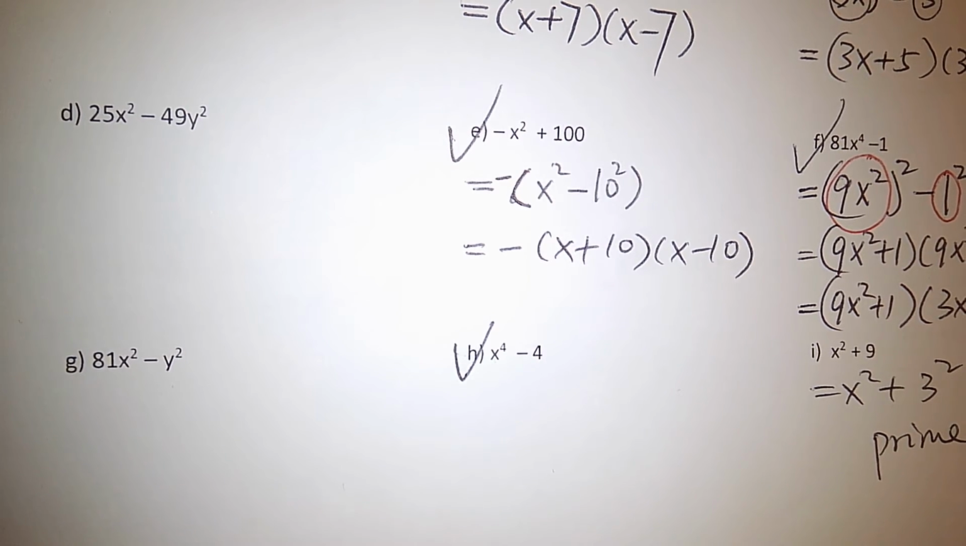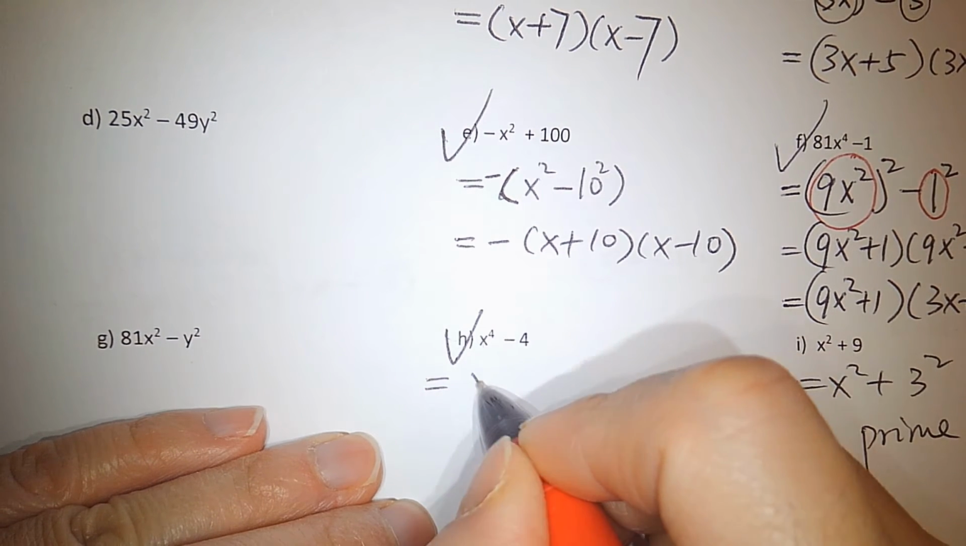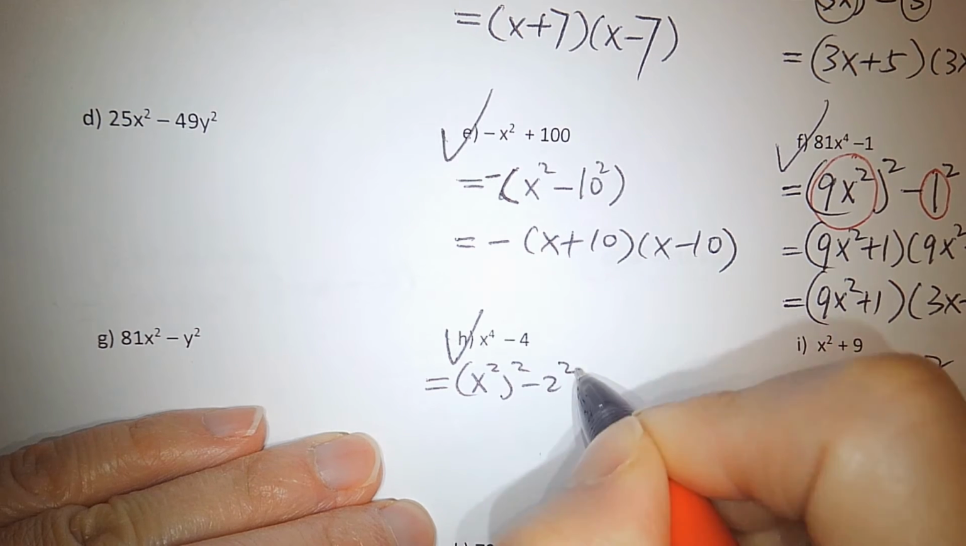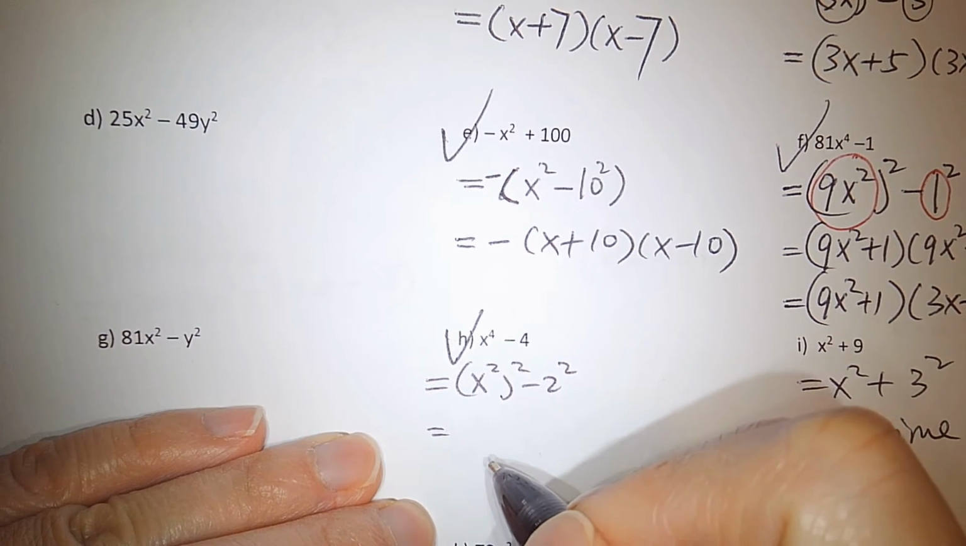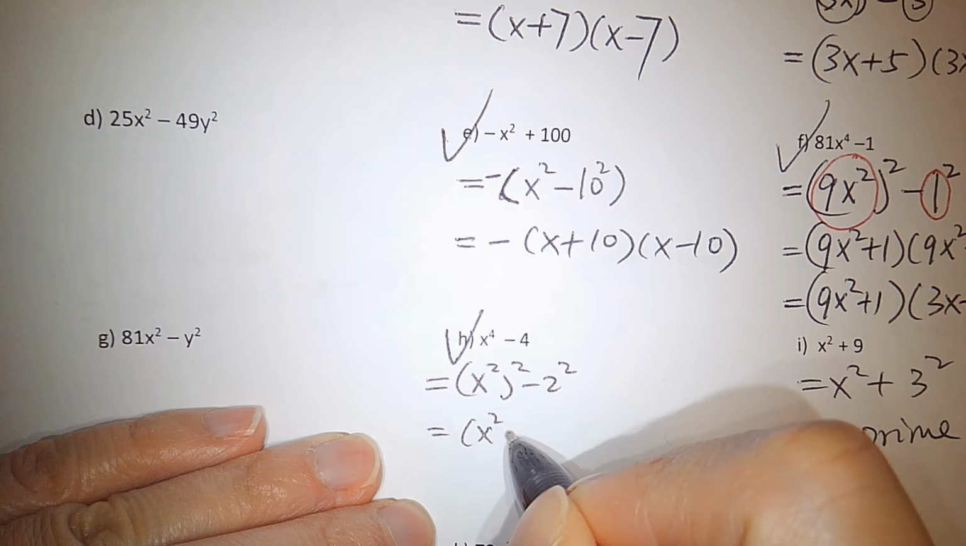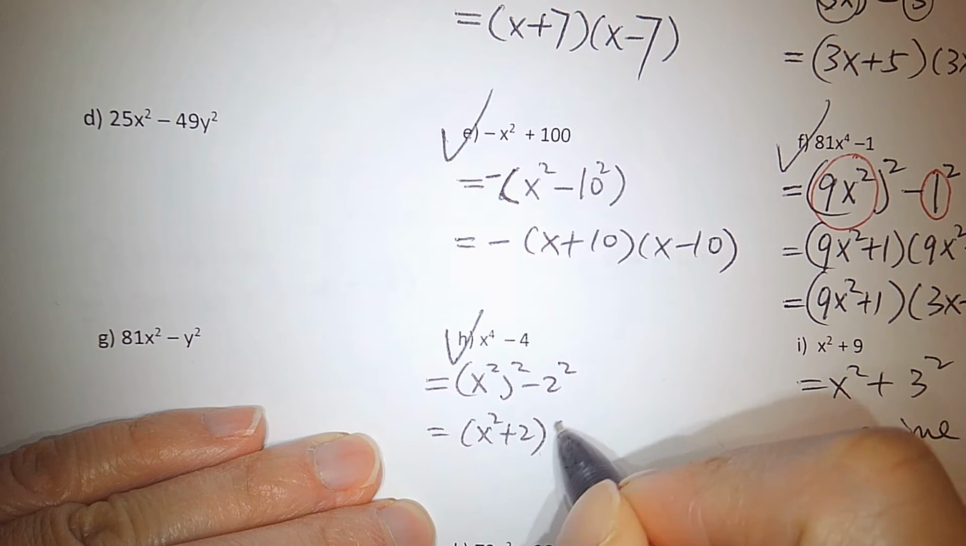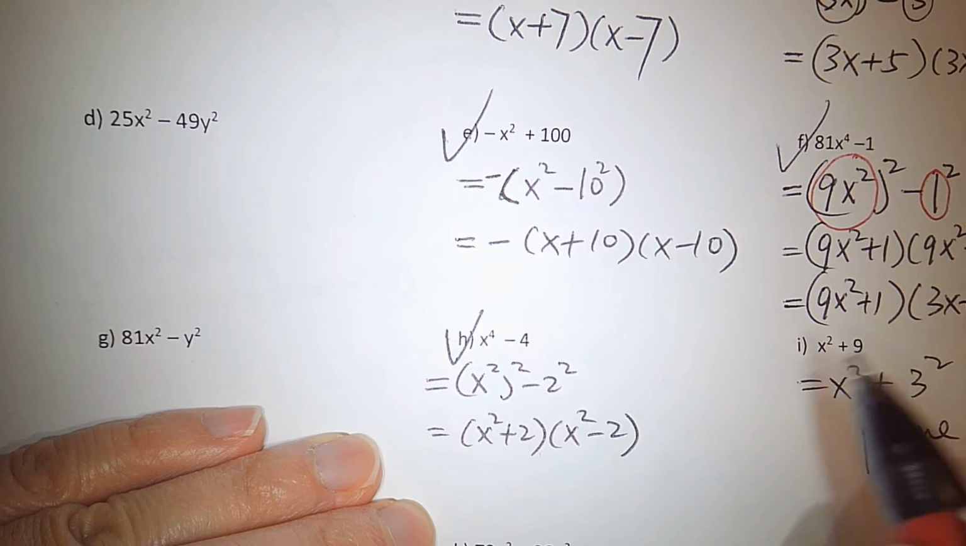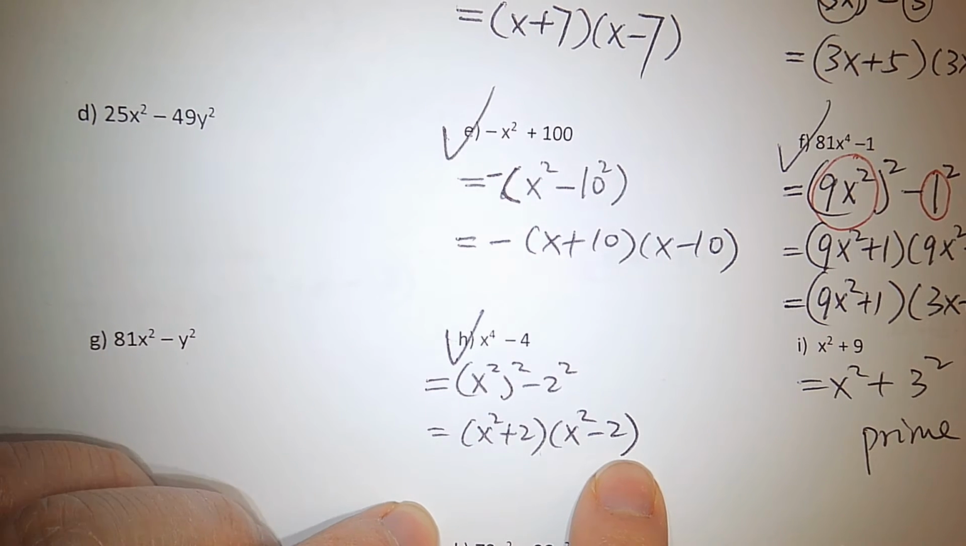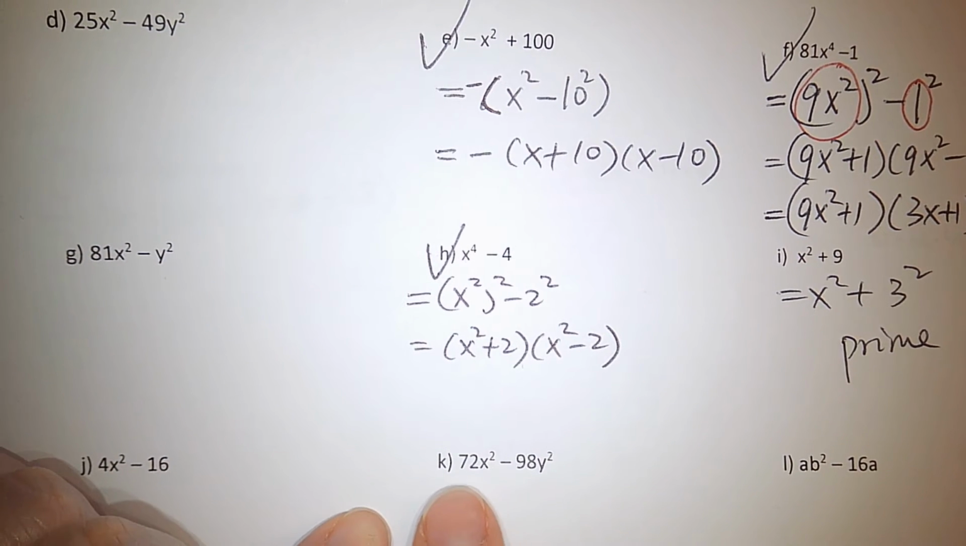Jose? Yeah. I did 36x squared minus 49. The x squared plus 2, right? Times x squared minus what? 2. Oh, I did the wrong one. Oops. Which one did you do? K. You did K?